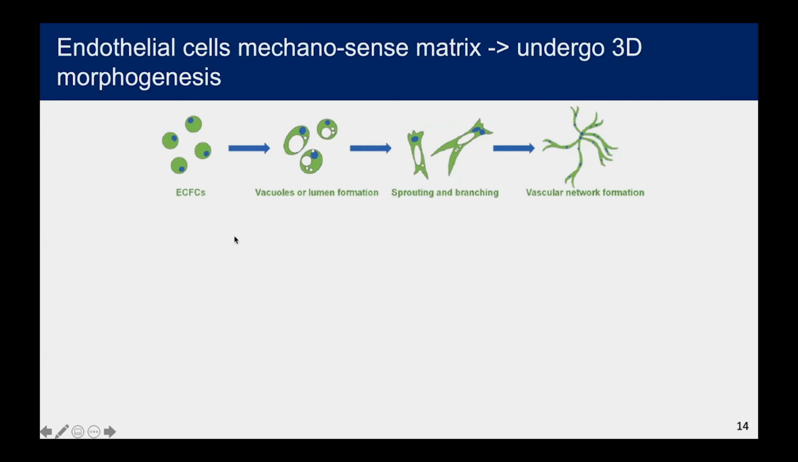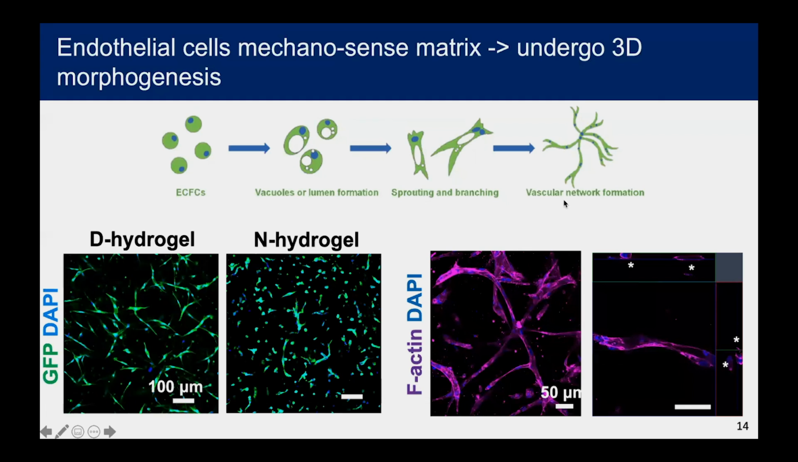Quickly, endothelial cells morph into vascular networks through a process that starts with vacuole or small lumen formation. Then the cells sprout and branch and form the network. And indeed, when we encapsulated these cells in what we call the dynamic hydrogel, the viscoelastic hydrogel, they form these beautiful networks. In the non-dynamic hydrogel, we see that they are forming some network, but not as robust and complex as in the dynamic hydrogels. You can see here a luminal structure forming in the dynamic hydrogels, which we cannot find in the non-dynamic hydrogel.